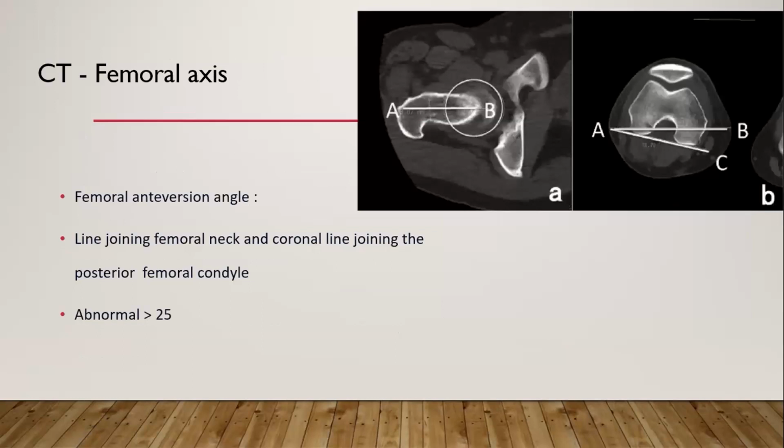CT evaluation can also be used in assessing the femoral axis, that is the femoral anteversion angle. It is measured between the line along the femoral neck and the coronal line joining the posterior femoral condyles. Both images are superimposed and the angle between the two lines is calculated. If it is more than 25, then it is considered to be abnormal.